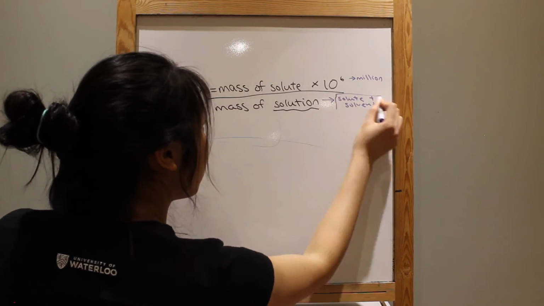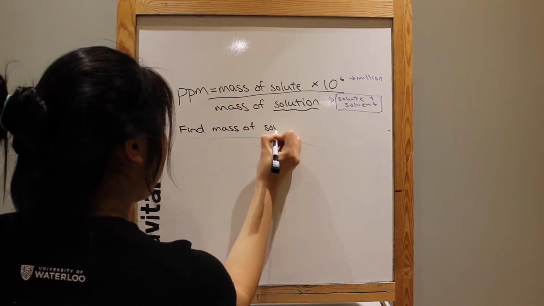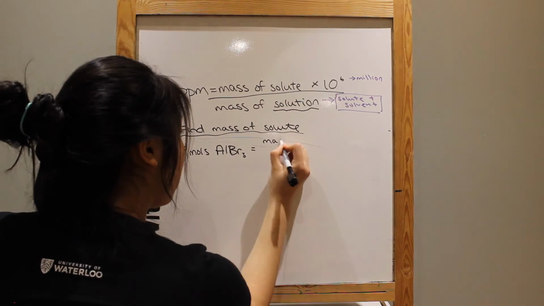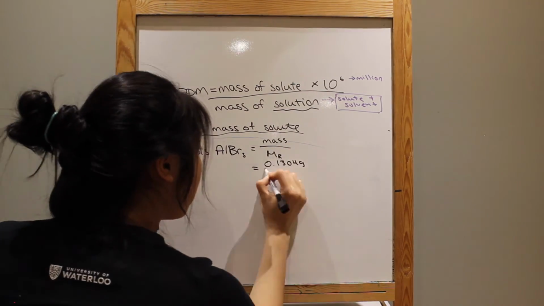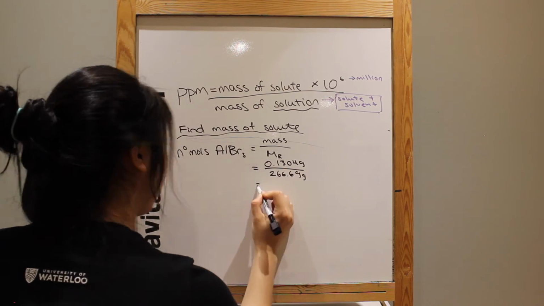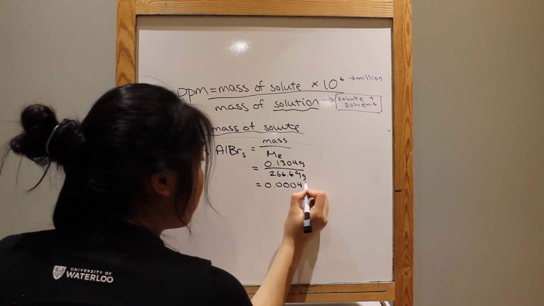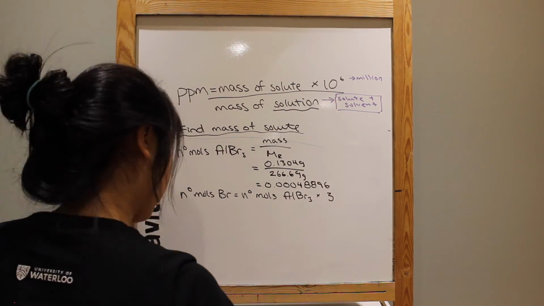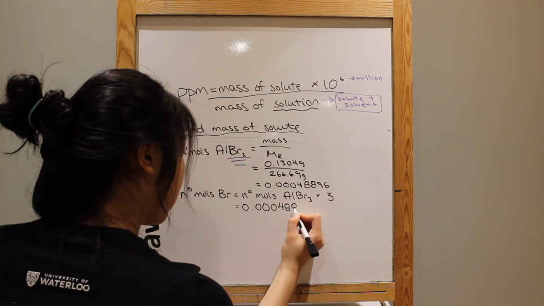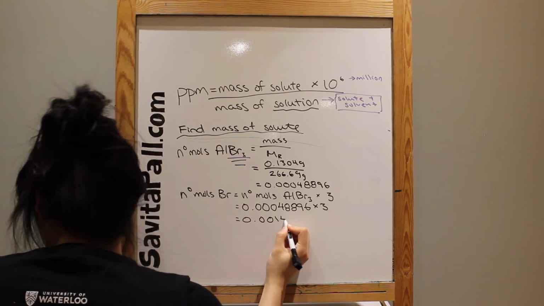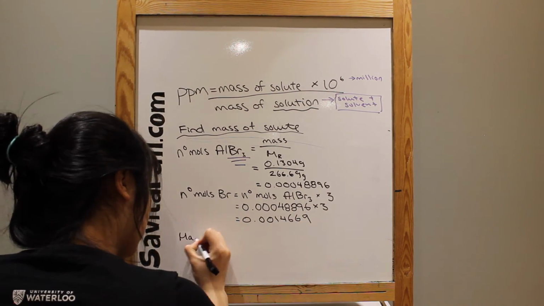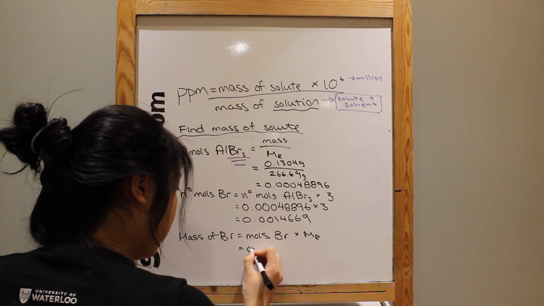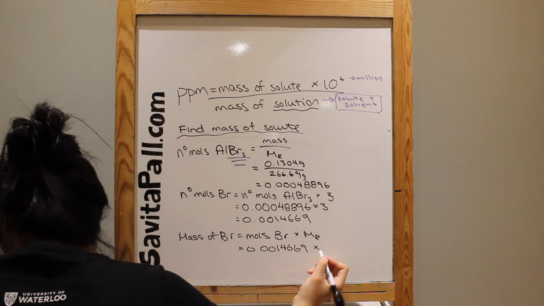So we have to find the unknowns in this equation. The first unknown of the equation is the mass of the solute. To do this, we use the equation of number of moles of aluminum bromide is equal to the mass over the molar mass. By substituting in the givens of the problem, we arrive at the number of moles of aluminum bromide. However, since there are 3 bromide ions per molecule of aluminum bromide, we have to multiply the number of moles of aluminum bromide by 3 to get the number of bromide ions. Finally, to convert back to the mass, we multiply the number of moles of bromide ions by the molar mass of bromide to get 0.1172 grams of bromide ions.